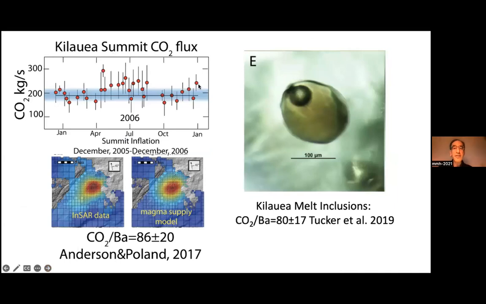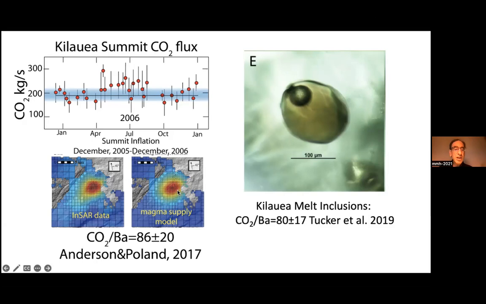One really nice confirmation that I'd like to point to is that in Hawaii, we have 2 different ways of looking at the CO2/barium ratio. The one on the right is the conventional way, measuring the CO2 and the barium in melt inclusions. And you can see actually most of the CO2 is in this vapor bubble, but when one integrates that, one gets a ratio that looks like this.